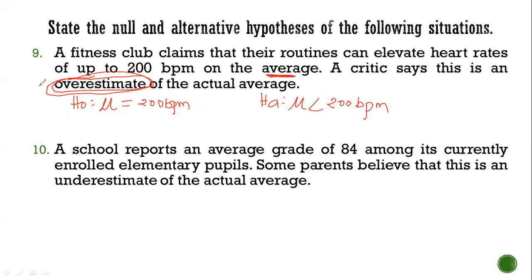Overestimate. Next, number 10. A school reports an average grade of 84. Okay, that's our claim. Mean, your average, and then your alternative. Ayan. Your mean is 84. Some parents believe that this is an underestimate. Underestimate daw siya. So meaning masyadong mababa yung 84 na average.